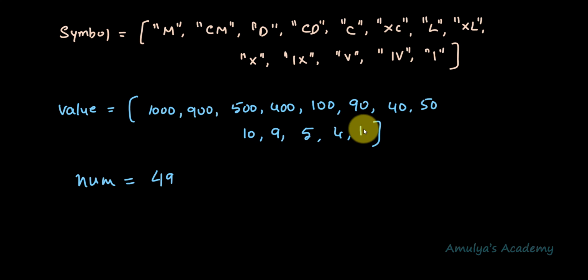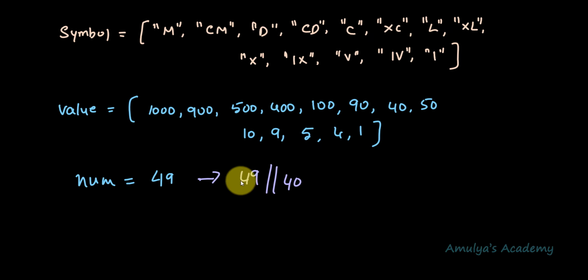And in that I need to take the smallest value, that is 40. In 40 and 50, the smallest value near to 49 is 40, right? So I need to take that and I need to divide this number by 40. Here I'll perform the integer division, truncated division. I need an integer output from this.